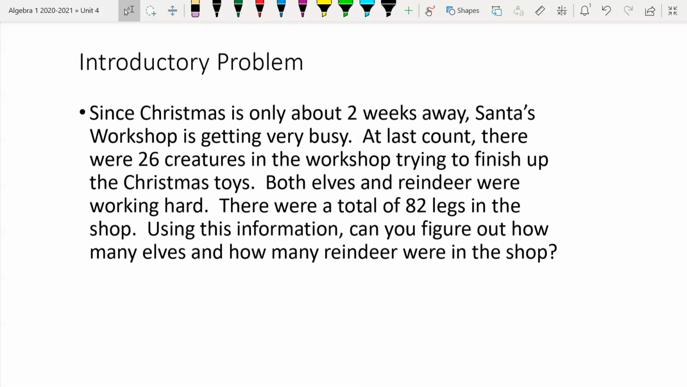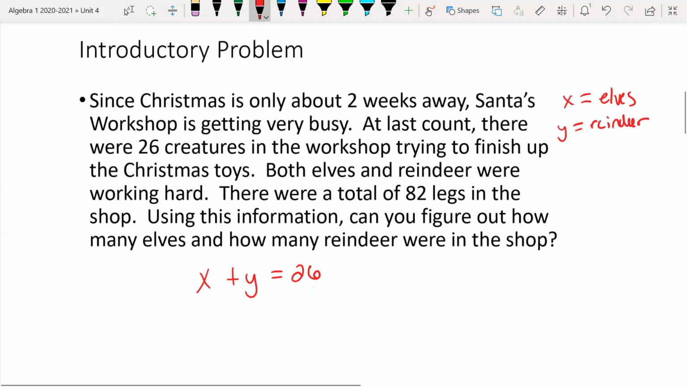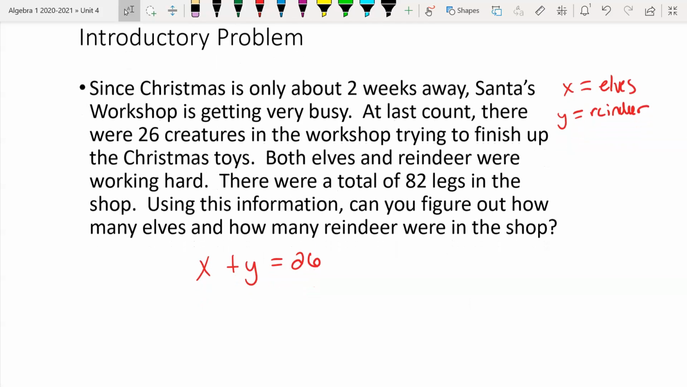So hopefully, again, you tried this, but at last count, there were 26 creatures in the workshop. So we know that x plus y is going to equal 26. Well, first off, we need to figure out what our x is going to be. So let's say x is going to be our elves, y is going to be our reindeer. All right, so we know there's a total of 82 legs in the workshop. Well, how many legs do elves have? Well, that's 2. Plus, how many legs do reindeer have? Well, that's 4. I want it to equal 82.